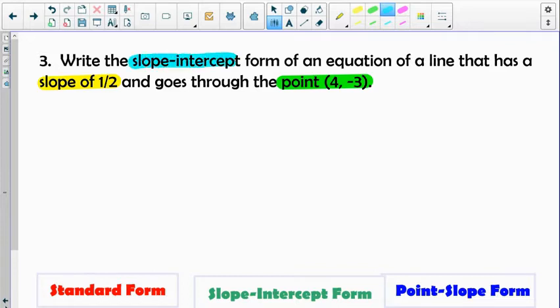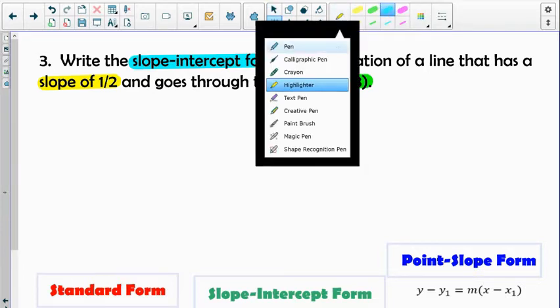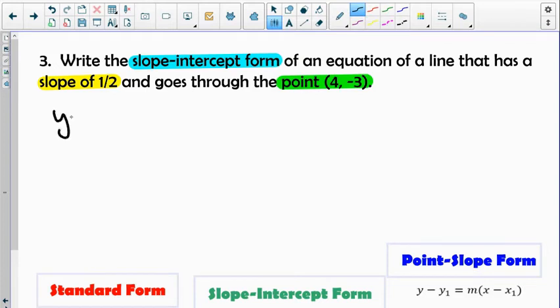However, they ask us to write the equation in slope-intercept form. So this is kind of backwards from what we were looking at earlier. We said if we know the slope and a point, it's a lot easier to write our equation in point-slope form. But the directions say to write it in slope-intercept form. Well, I can't write it in slope-intercept form because we don't know all the information.